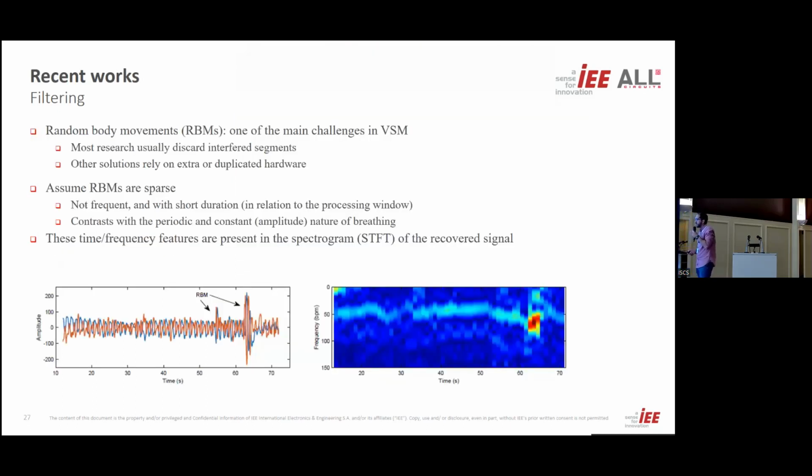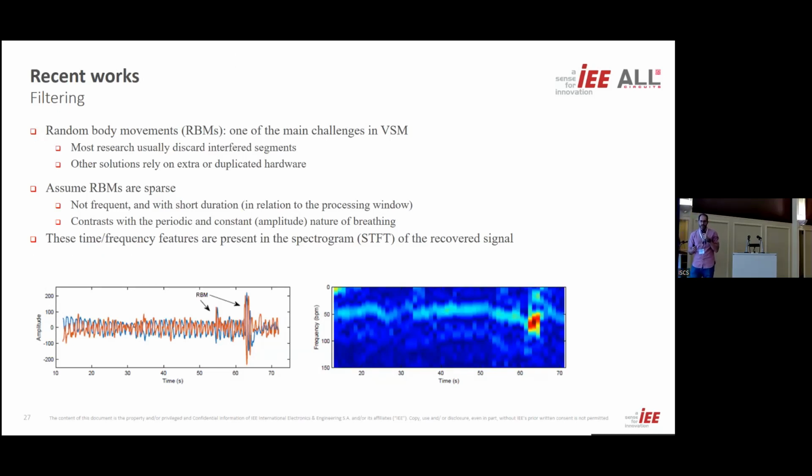Okay, and what we propose to remove this interference. We are assuming here that the random body movements, our kind of interference, are sparse. That means that, considering the size of our processing window, they are small in relation to this size, and they are not happening often. And this is in contrast with the constant nature of breathing.